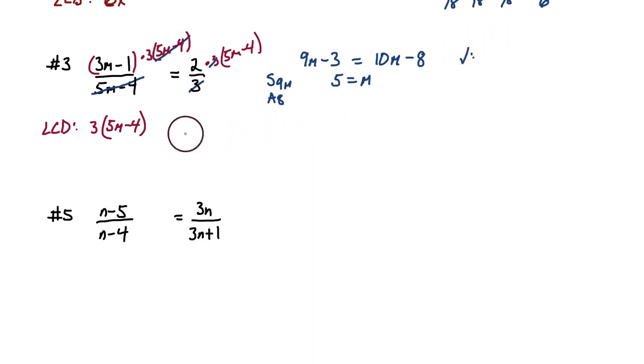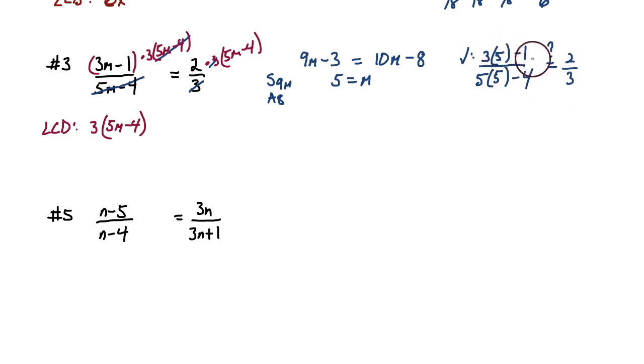Use the original problem. So 3 times, where the letter m is, fill in 5. And then minus 1. All over 5 times, where the letter m is, fill in 5. Minus 4. We're wondering, does that equal 2/3?